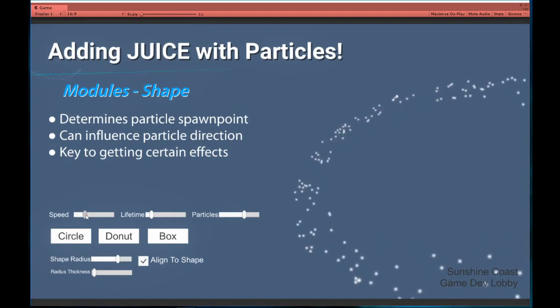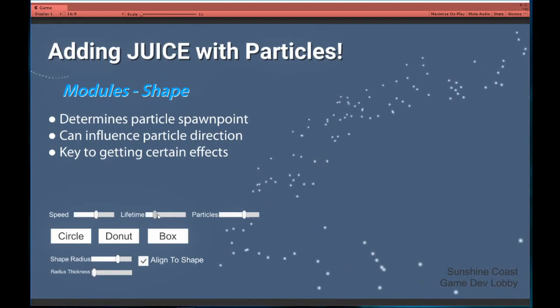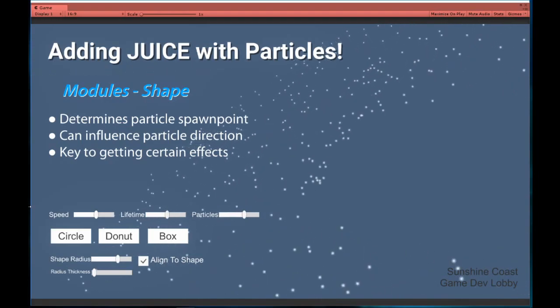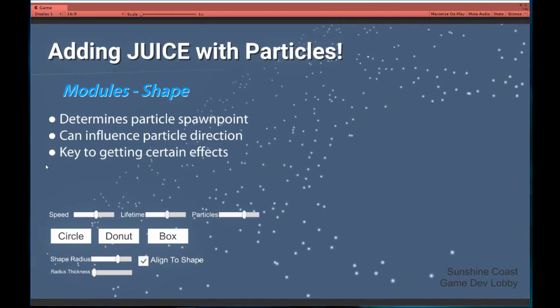So if we give it some speed now, and let the particles live a bit longer so they can move. There we go. So you can sort of see like there's like an invisible force or something there in the middle, and they all spread around that radius.